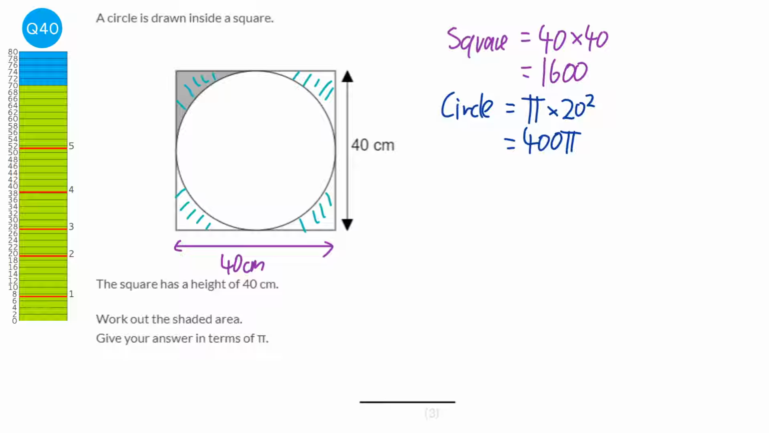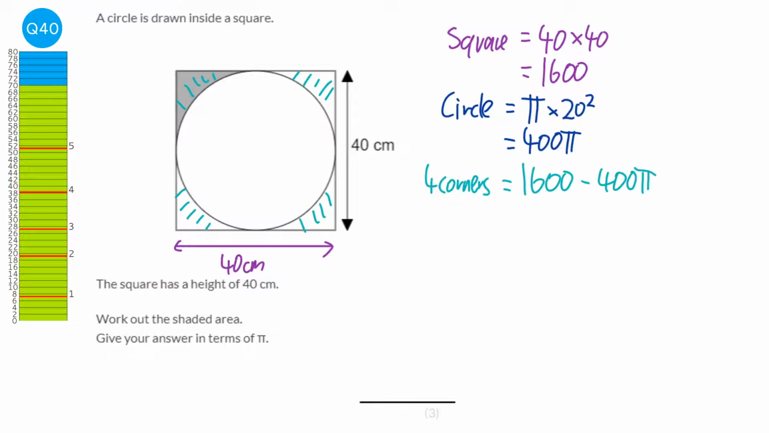So I'll say, like, I don't know, 4 corners. Just try and explain to the person marking my exam what I'm doing. And to do that, we're just going to do the square, take away the circle. So 1,600 take away 400 pi. Now we can't actually do anything more than that. That is our answer. So we just leave it at that.